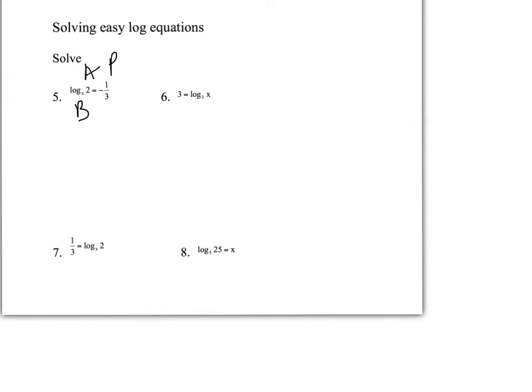Base, answer, power. x to the minus 1/3 equals 2. Okay, x to the minus 1/3 is 1 over x to the 3rd. So let's write that one out like that. I hate things on the bottom, so I'm going to times them up.